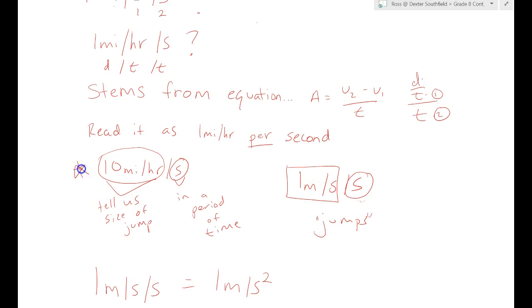In this option over here, for every second that you accelerate, your jump is going to be 10 miles an hour. So that's why I suggest reading it as 10 miles an hour, per second, or 1 meter, per second. That little pause indicates that the first half of it is your jump. The second half of it is the amount of time that it takes to do that jump.